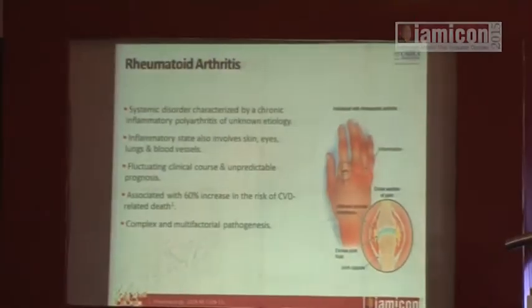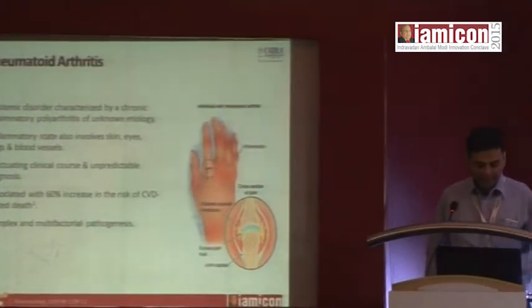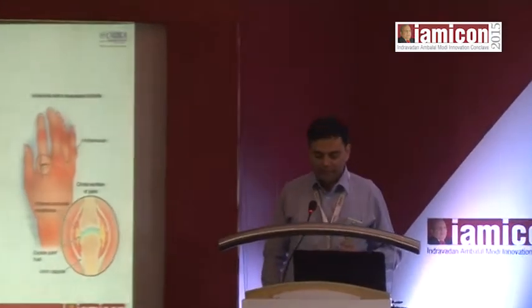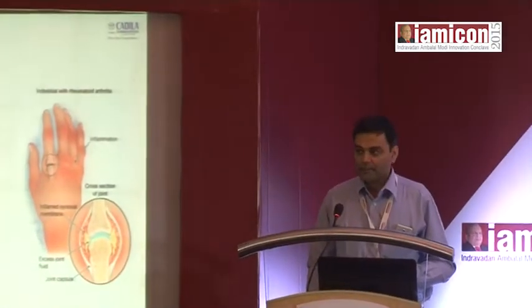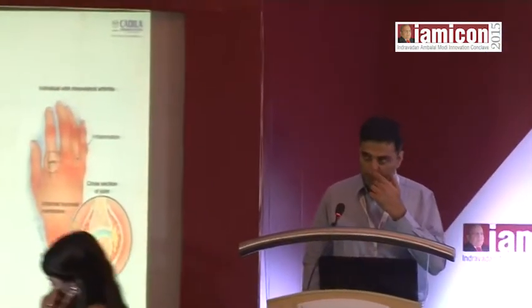We all know rheumatoid arthritis is a systemic disorder characterized by chronic inflammatory polyarthritis, with inflammation involving the skin, the eyes, lungs, and the blood vessels. You have a fluctuating clinical course in the form of remissions and exacerbations, and you also have an increased risk of cerebrovascular disease, about a 60% increase. And it's a complex multifactorial pathogenesis.